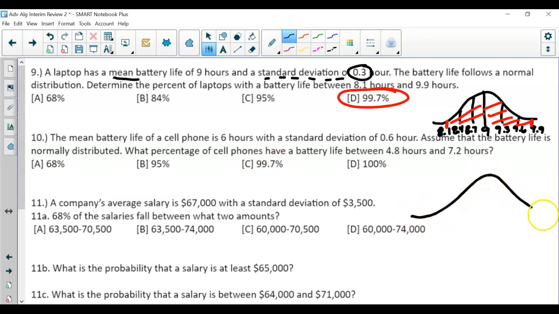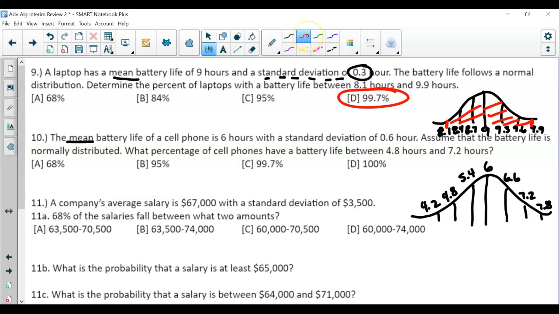So setting up the curve. We have for our cell phone a mean battery life of 6 hours, standard deviation of 0.6. So as we keep creating, now we're at 6.6, 7.2, and 7.8. Then we keep subtracting to go 3 below. So now we're at 5.4, 4.8, and 4.2.